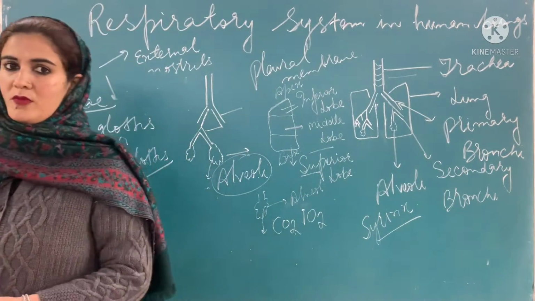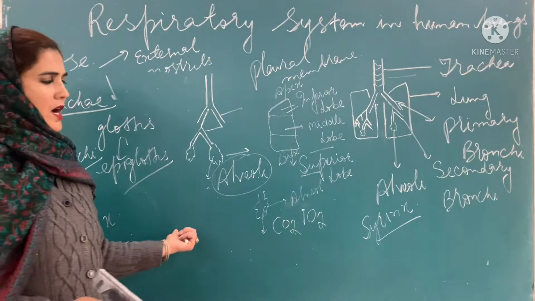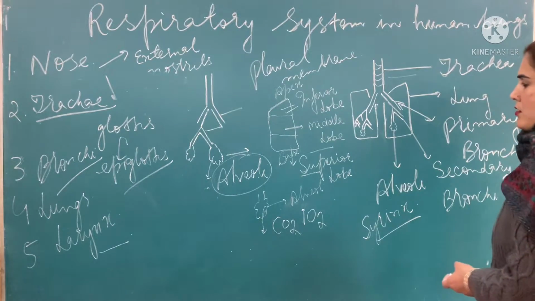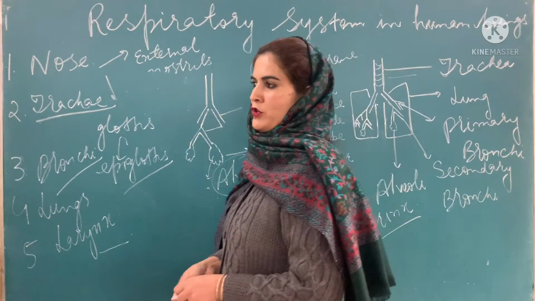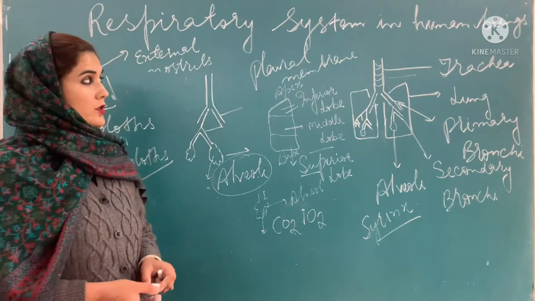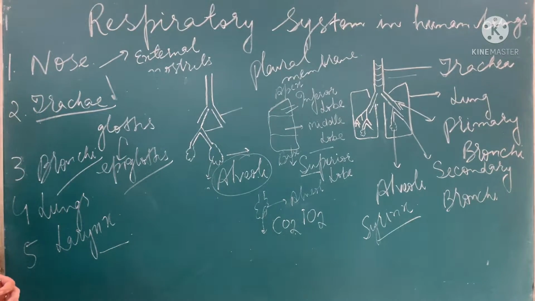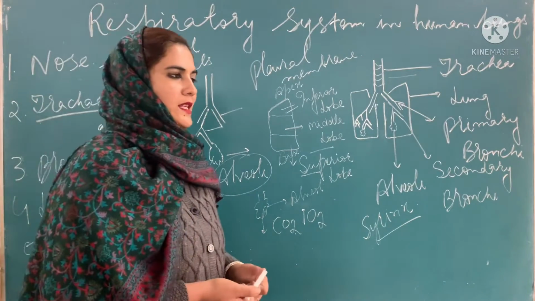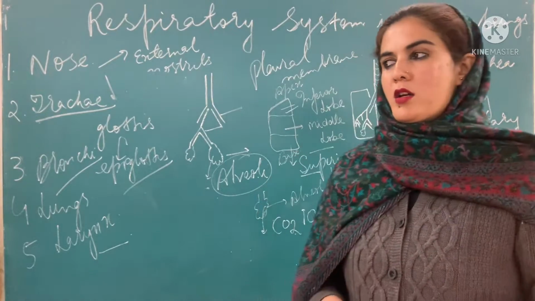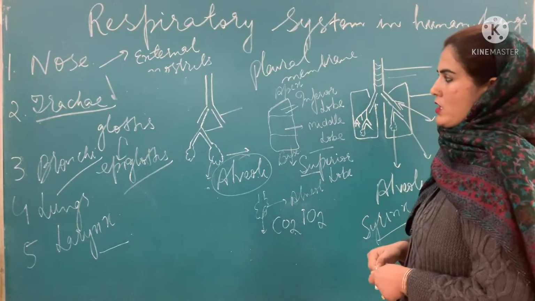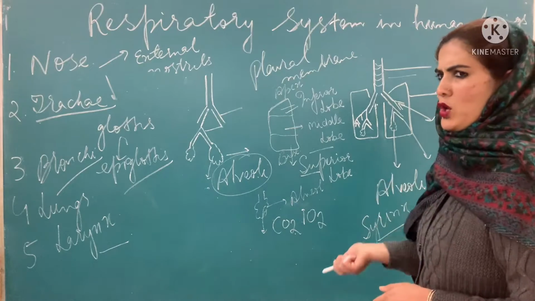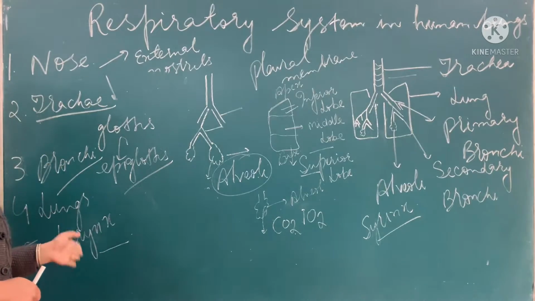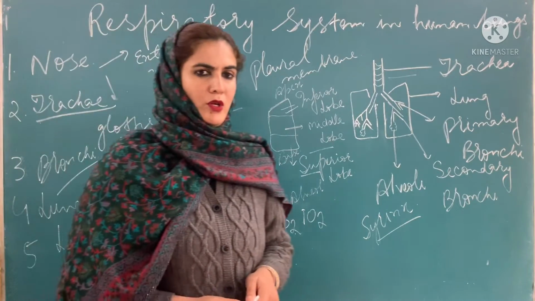So these are the parts of the respiratory system which help in the process of respiration. And the main gaseous exchange will take place through the alveoli, because it is here that the exchange of gases takes place. CO2 is eliminated and O2 reaches here through blood. So this is all about the respiratory system in human beings. I have discussed the main parts of the respiratory system which help in respiration.